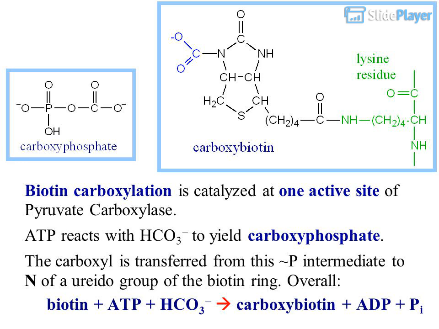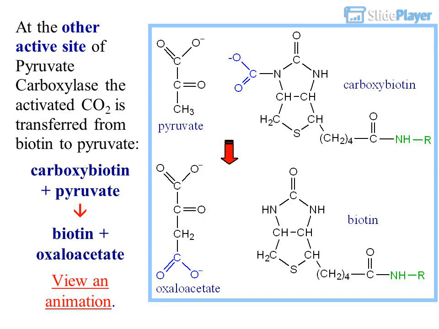ATP reacts with HCO3 to yield carboxyphosphate. The carboxyl is transferred from this P intermediate to N of a urido group of the biotin ring. Overall, biotin plus ATP plus HCO3 yields carboxybiotin plus ADP plus Pi. At the other active site of pyruvate carboxylase, the activated CO2 is transferred from biotin to pyruvate. Carboxybiotin plus pyruvate yields biotin plus oxaloacetate. View in animation.